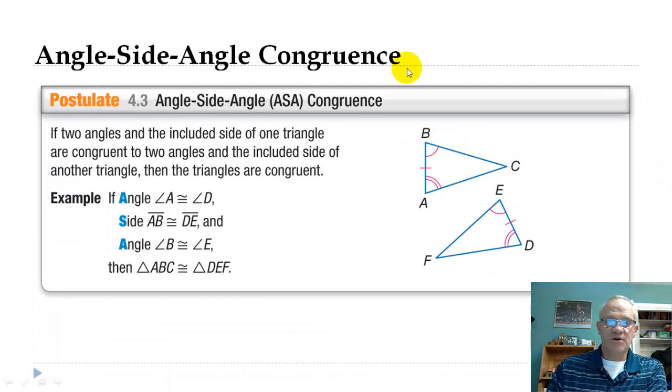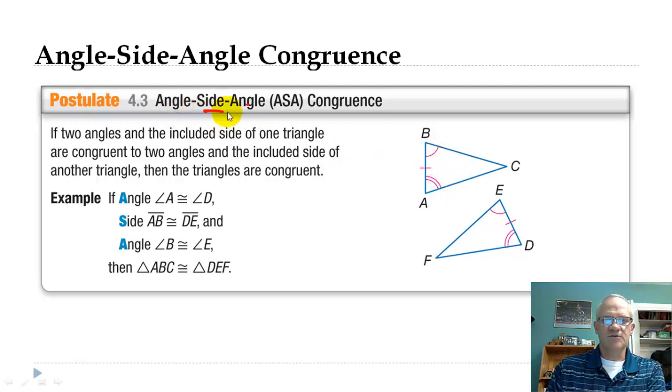Okay, next we're going to talk about the angle, side, angle congruence. Now if you notice here, again, look at the order. It says angle, and then side, and then angle. So in other words, look at the word side is in between the two angles. So that's a clue. So when we look at the triangles here, it's the same thing.